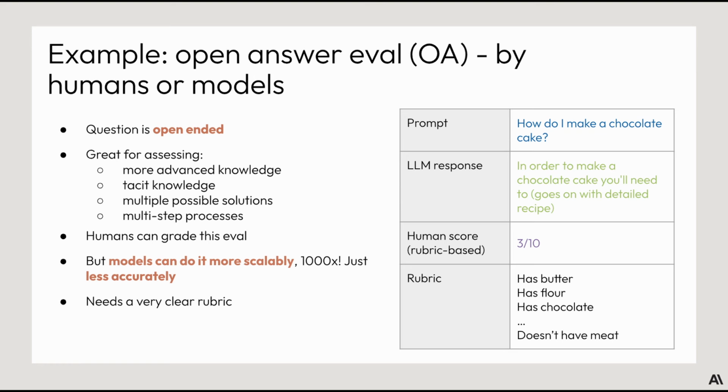This kind of evaluation is graded by humans, and it can be graded by models as well, what we call using a model as a judge. Another model judges the model's answer, and with this we gain scalability and speed, but it's less accurate compared to a human evaluation. And in all cases, a very clear rubric is needed.